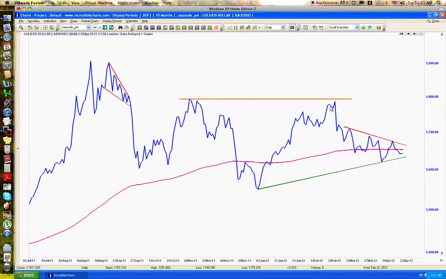And of course, $1,800 is the main move. We've got to see that go past. The thing to remember with gold is it did correct 25% during the GFC. It's not the perfect volatility hedge. It is a speculative commodity.